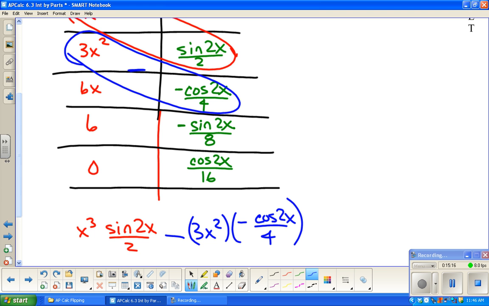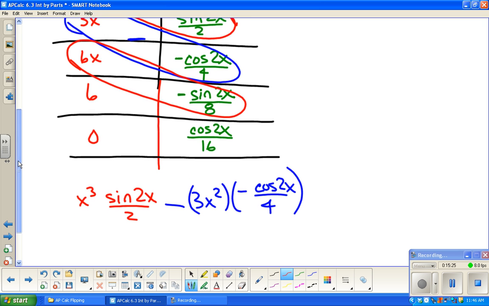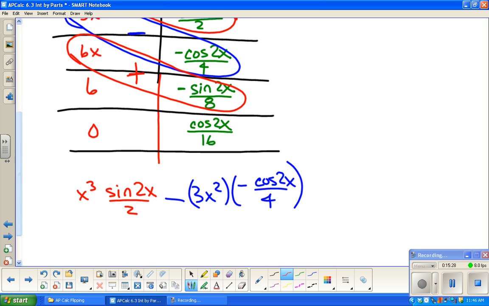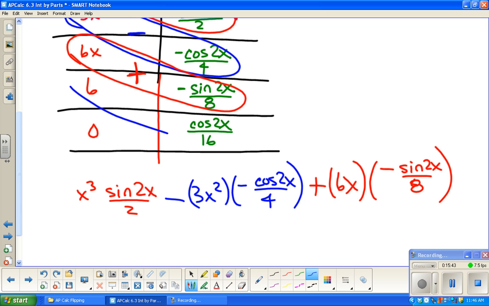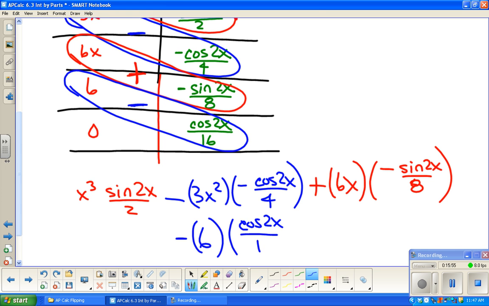And the whole idea, they always alternate because the next one would have been minus again, and you would have had minus a quantity, and you'd have distributed the sign and whatever. You can play around with it and see it. Okay, so this time it's the same sign. 6x, and then times negative sine 2x over 8. And I'm bummed that I'm running out of room, but that's just how it is. Okay, again, we are alternating signs. Okay, so this is going to be minus 6 times cosine 2x over 16. And then the next term would have been 0.